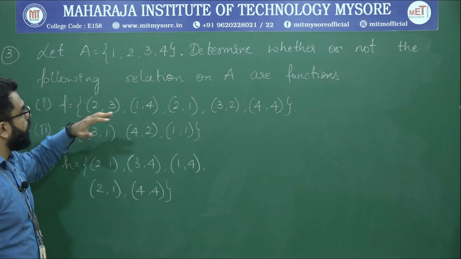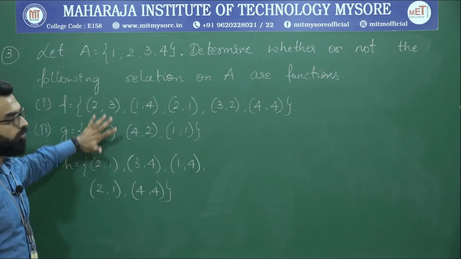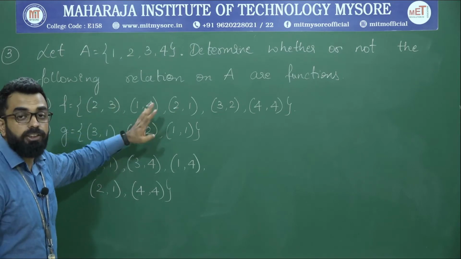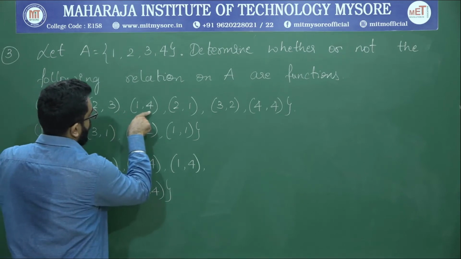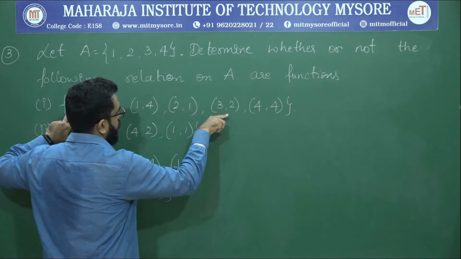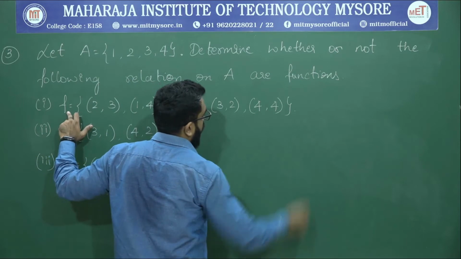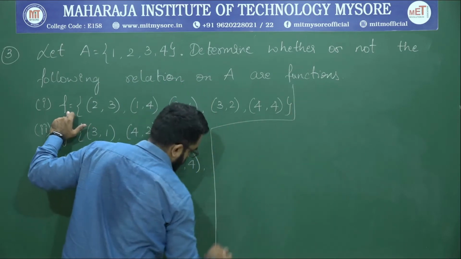Then we have a certain number of relations. We need to check whether these relations are functions in turn. So the first relation we call F: (2, 3), (1, 4), (2, 1), (3, 2) and (4, 4) are the elements of relation F.